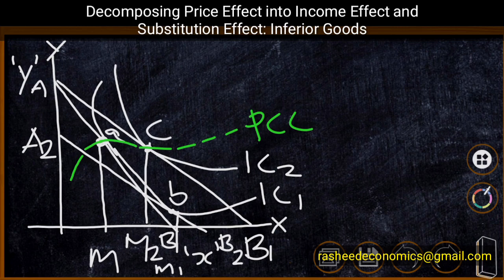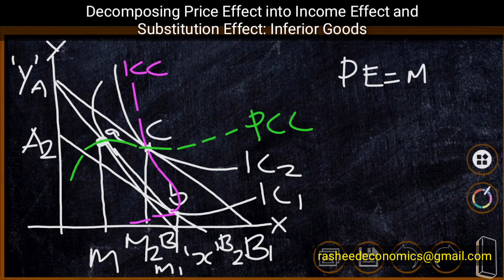In order to identify the income effect, we need to connect the points B and C, and we can have an income consumption curve here. By joining B and C, we have derived an income consumption curve which is backward bending. The backward bending income consumption curve shows that product X is an inferior product. Here price effect is equal to MM2, that is the positive price effect.